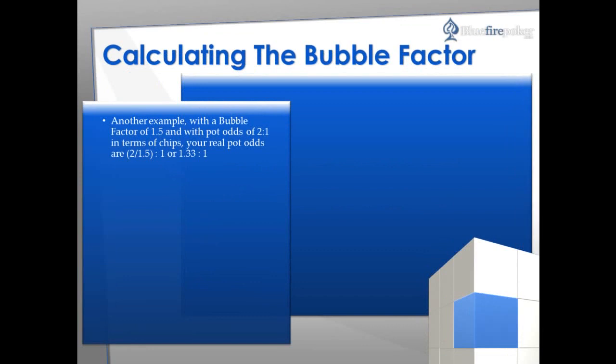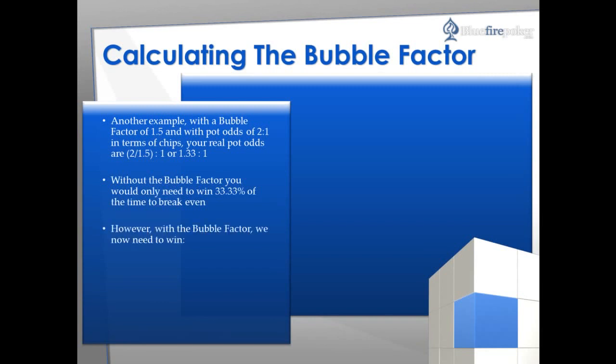So let's look at another example, and this time we'll just provide you with a bubble factor of 1.5, and we'll say that in this situation we're receiving chip pot odds of 2 to 1. So if we want to figure out what our real pot odds are, we would divide 2 by 1.5, and that gives us real pot odds of about 1.33 to 1. So without the bubble factor, we'd only need to win this hand a third of the time to break even.